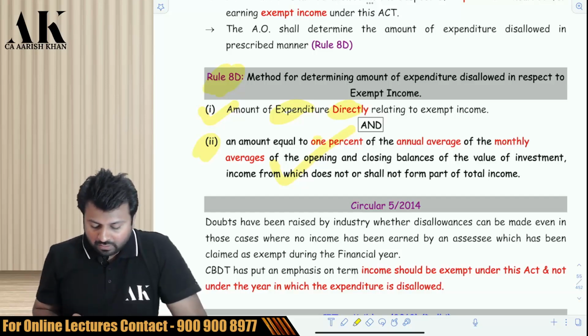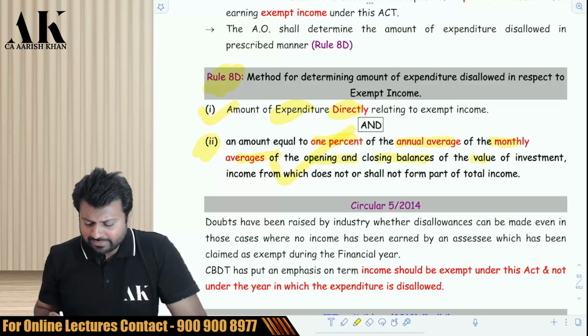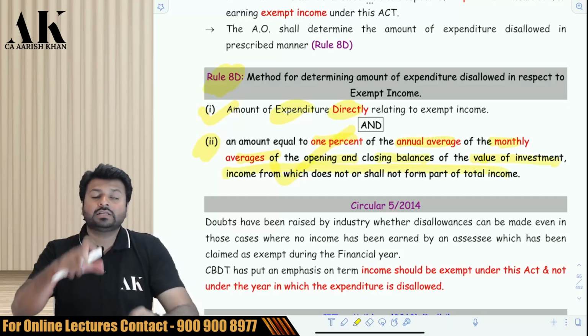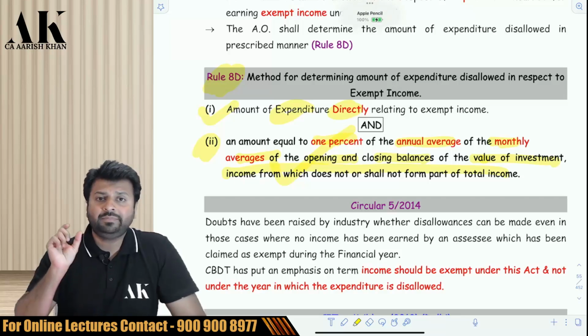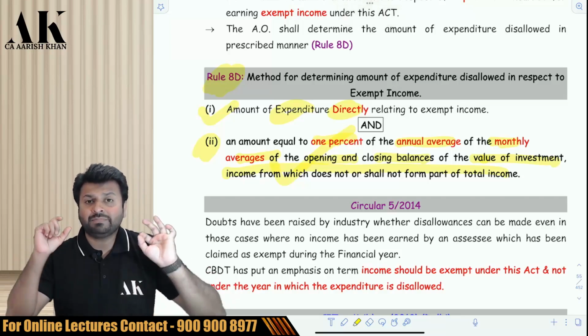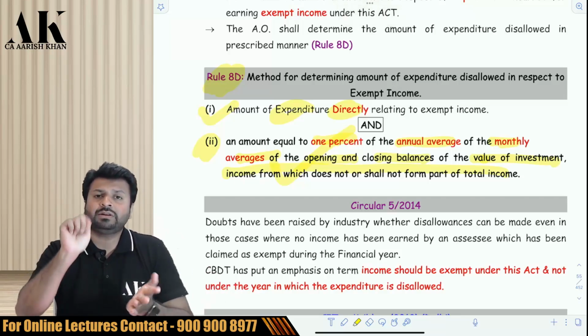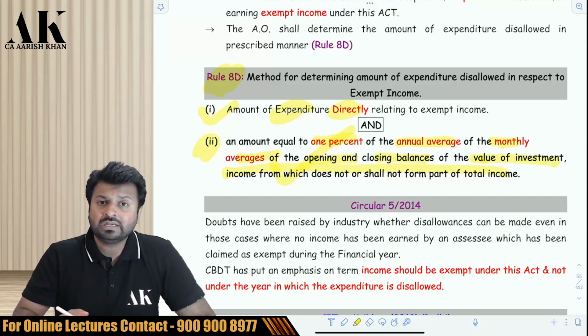Now listen carefully. 1% of the annual average of the monthly average of the opening and the closing balance of the value of investment, the income from which does not or shall not form part of total income. It means you have to take the annual average of the monthly average of the exempt investments and then take 1% of that. I hope it is clear to all of you.